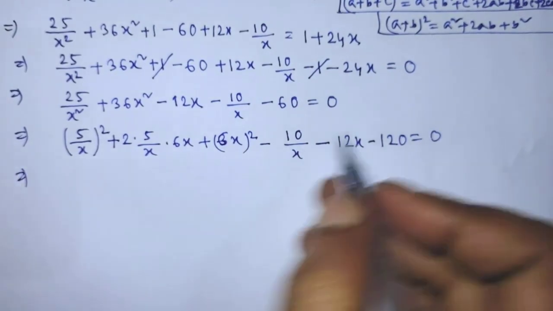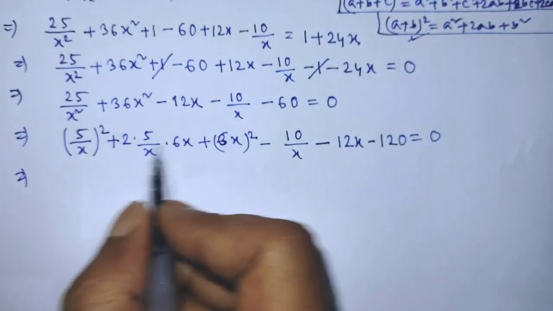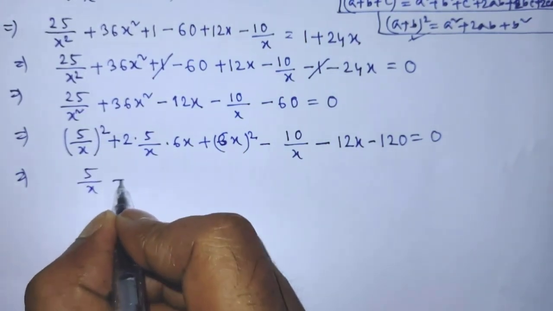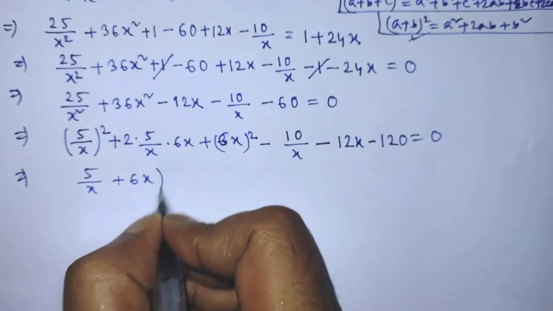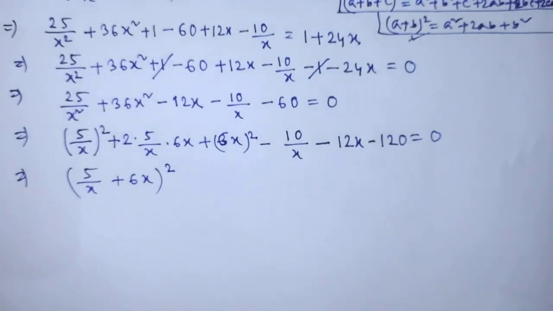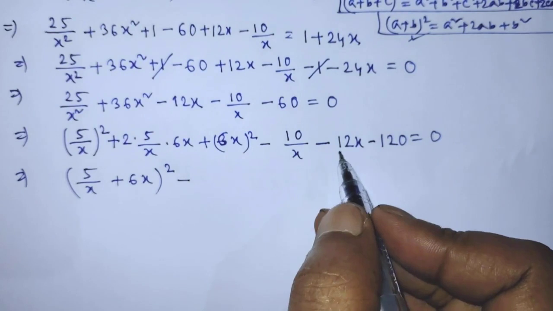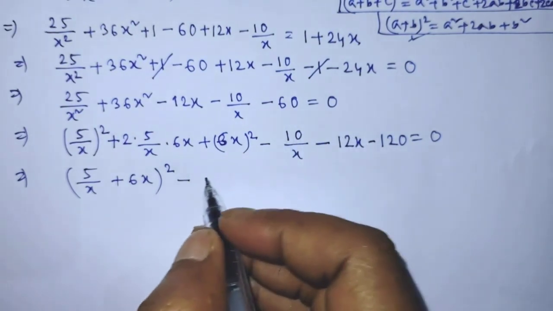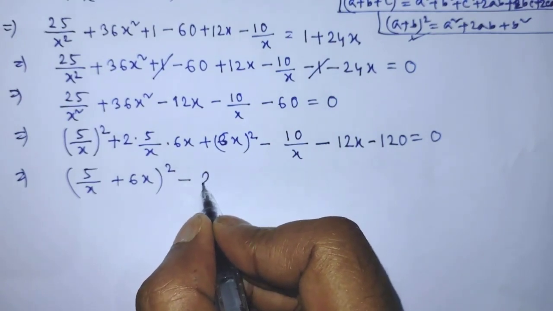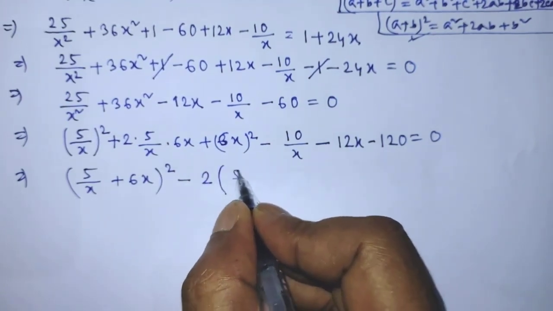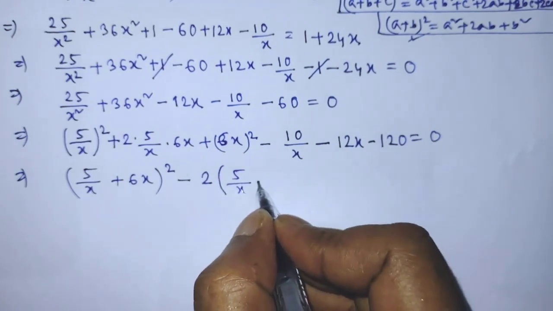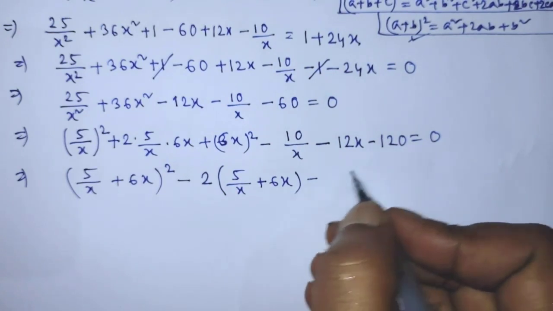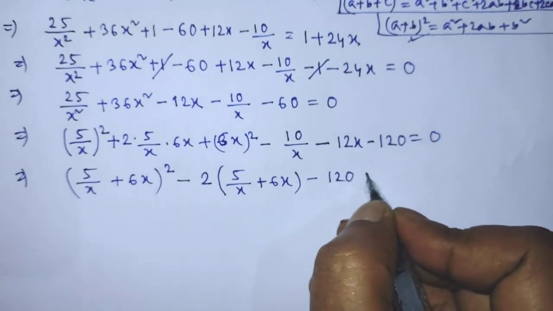So guys, according to this formula we can write from these 3 terms (5 over x plus 6 times x) whole to the power 2 minus, so guys, the common factor in these two terms is 2. So now we can write in here 2 times (5 over x plus 6x) minus, again we have to write 120 is equal to 0.